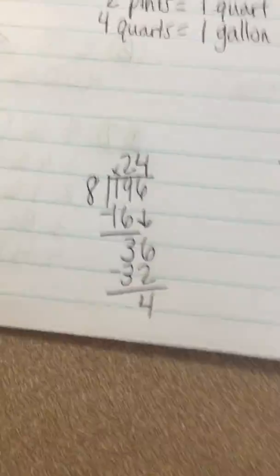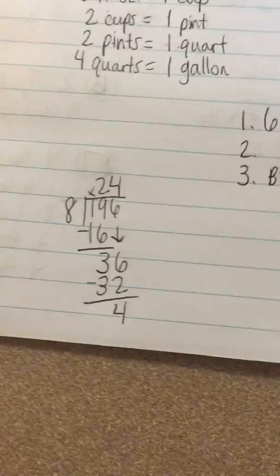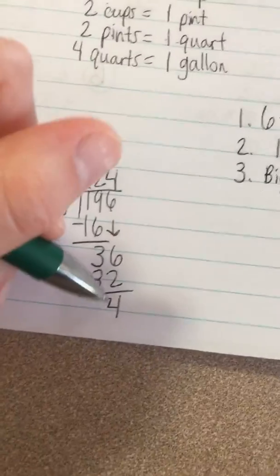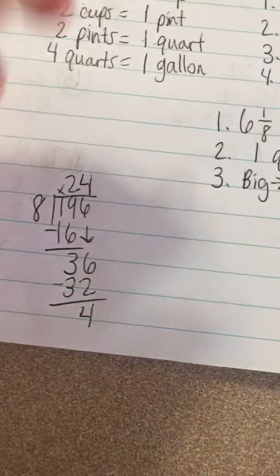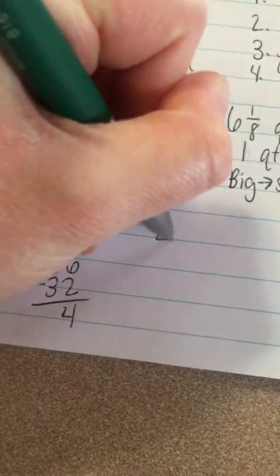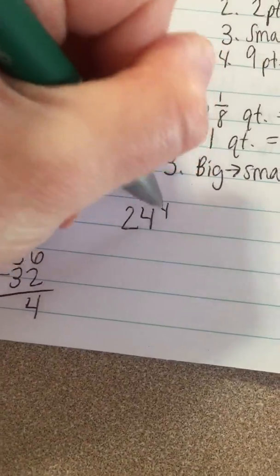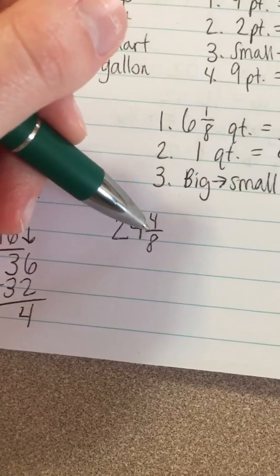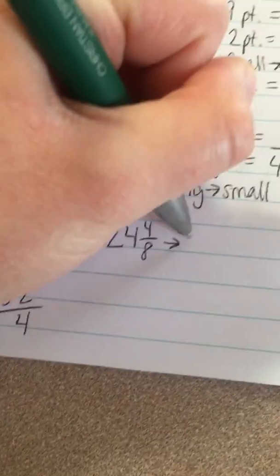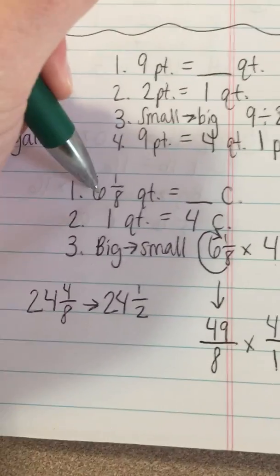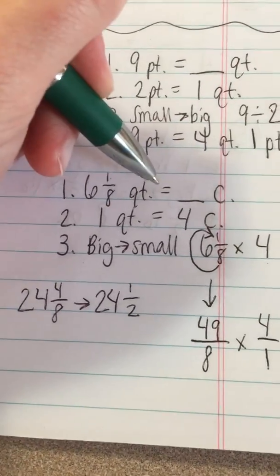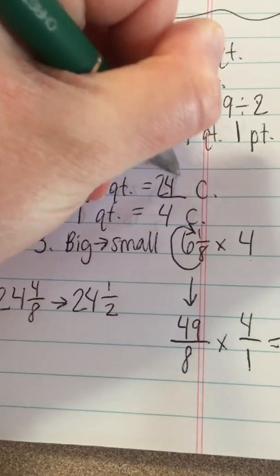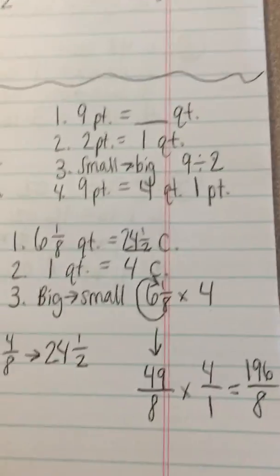So before, a long time ago, we would have said that there's a remainder. But now we know what to do with that remainder. We know that this is actually our numerator and this is our denominator. So we get an answer of 24 and 4/8. But we also know what 4/8 is. Think about it for a second. 4/8 is actually the same as 1/2. So 6 1/8 quarts equals 24.5 cups.